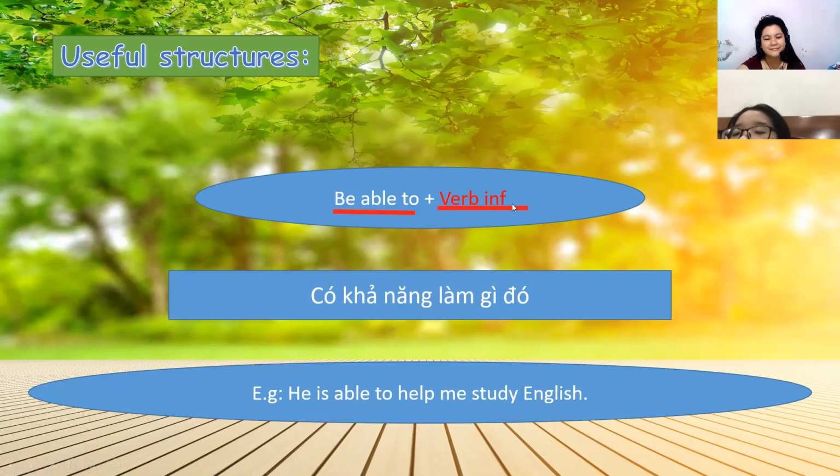Able to, and then add the verb. Like the example, able to. Okay, here's able to, and then his verb is help. And able to go. He is able to go to the supermarket. All right, now let's proceed to the next slide.